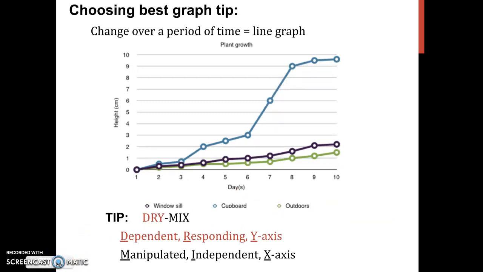And so one of the things that we're going to be doing is showing you, more often than not, when you're showing a change over a period of time, you want to pick a line graph to show how something is changing. In this case, we're looking at plant growth over the course of several days, and we're keeping track of the height. And so in this case, we are measuring the height, as stated, as the days pass by.